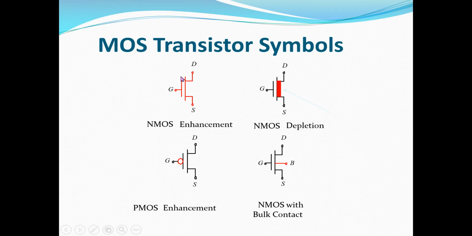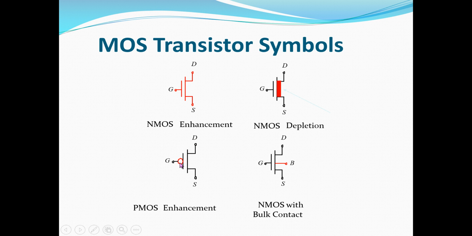So the symbols of a MOSFET: you can see here the NMOS enhancement type of MOSFET. Regarding the enhancement mode and depletion mode of transistors, I have given one lecture, and you can find that lecture on enhancement mode and depletion mode transistors on my channel. You can look into what is meant by an enhancement mode transistor and a depletion mode transistor. This is how the enhancement mode NMOS looks, and this is how the depletion mode NMOS transistor looks.